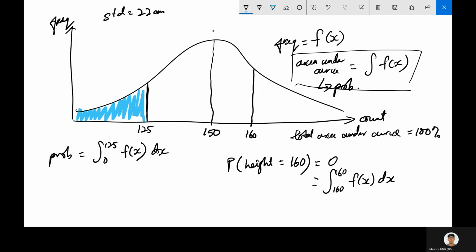Okay. So far, at least the math is all right. Okay. So why do you need to learn this part?